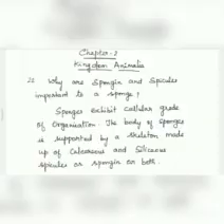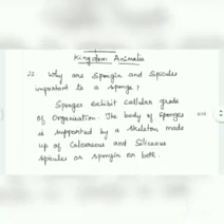Why are spongin and spicules important to a sponge? Sponges exhibit cellular grade of organization. The body of sponges is supported by a skeleton made up of calcareous and siliceous spicules or spongin or both. So why are spongin and spicules important? Because sponges are of cellular grade of organization, so the body has to be made up of calcareous and siliceous spicules, which give structure to the sponge.